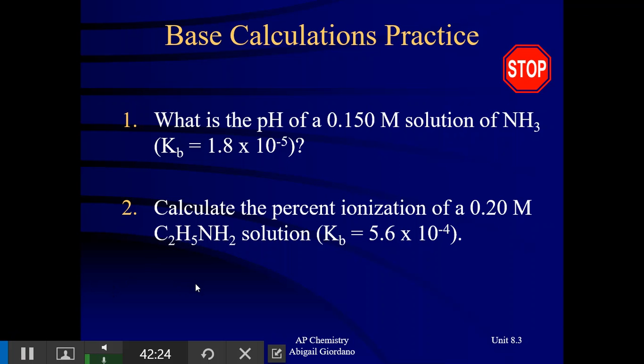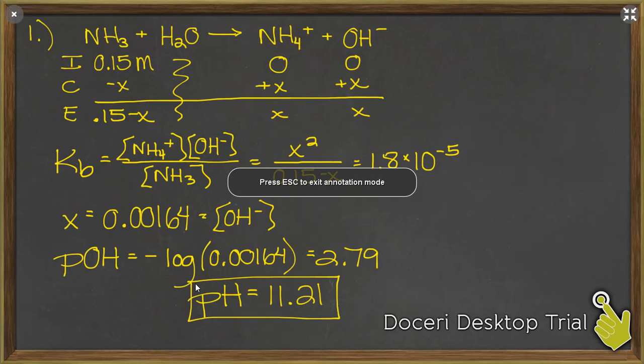Okay, let's check your answers and see how you did. So here is number 1. They dealt with a 0.15 molar solution of ammonia. Again, guys, when you find the intersection point, when you graph these things and you find X, X is not equal to H plus anymore. It's equal to OH minus. So you want to solve for pOH first and then find your pH.